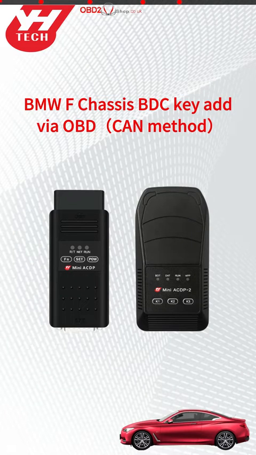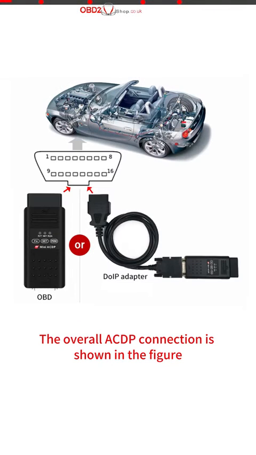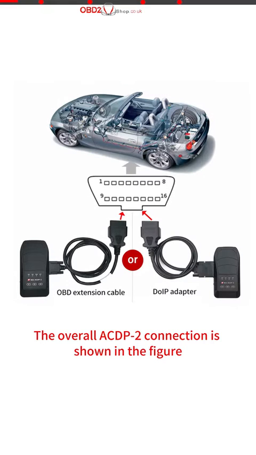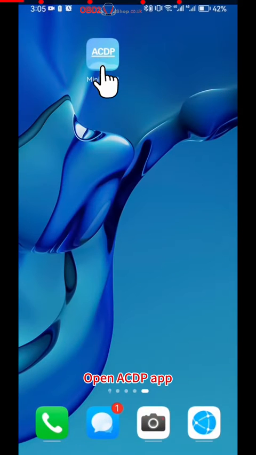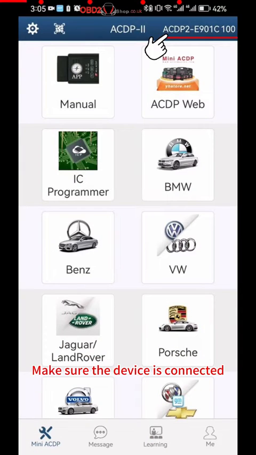This video shows how to add BMW F Chassis BDC key via CAN OBD method. The overall ACDP connection is shown in the figure. The overall ACDP2 connection is shown in the figure. Open ACDP app. Make sure the device is connected.